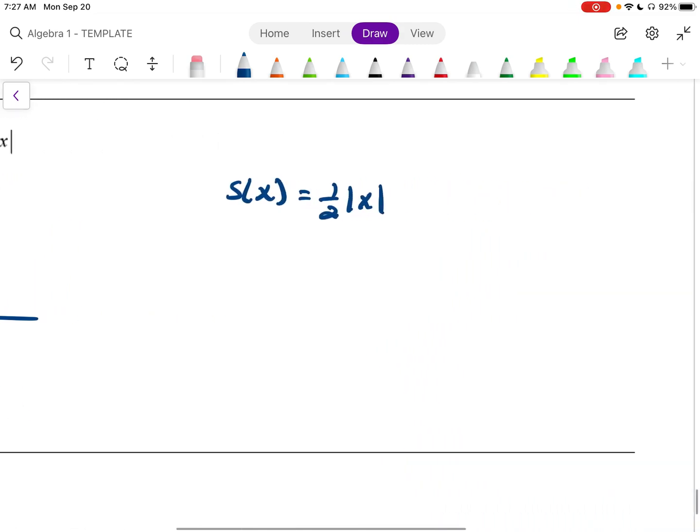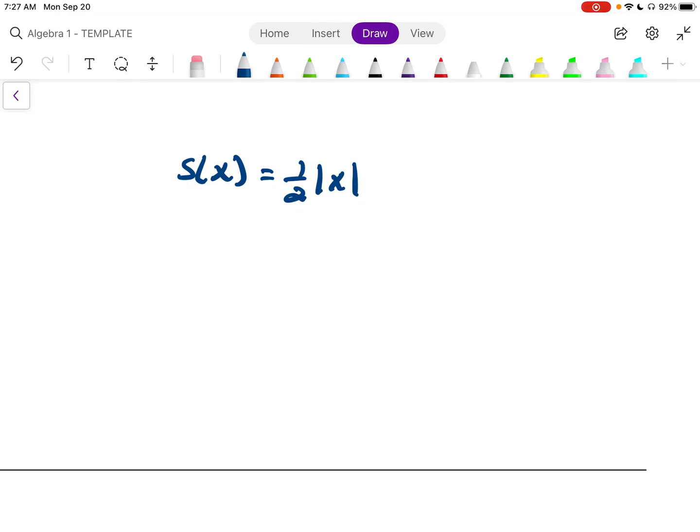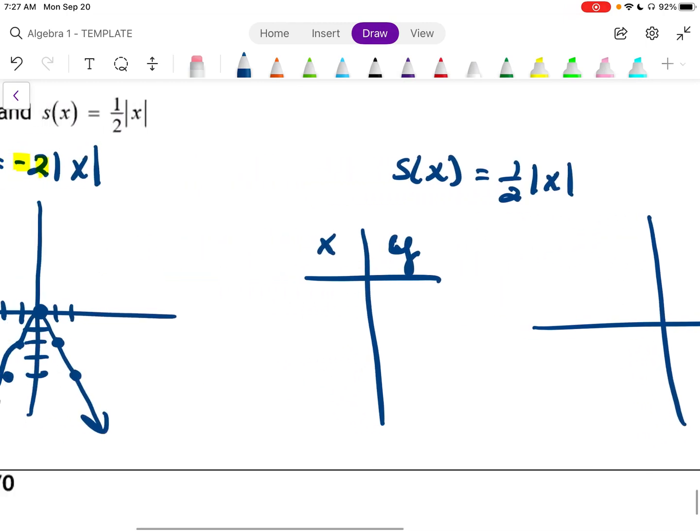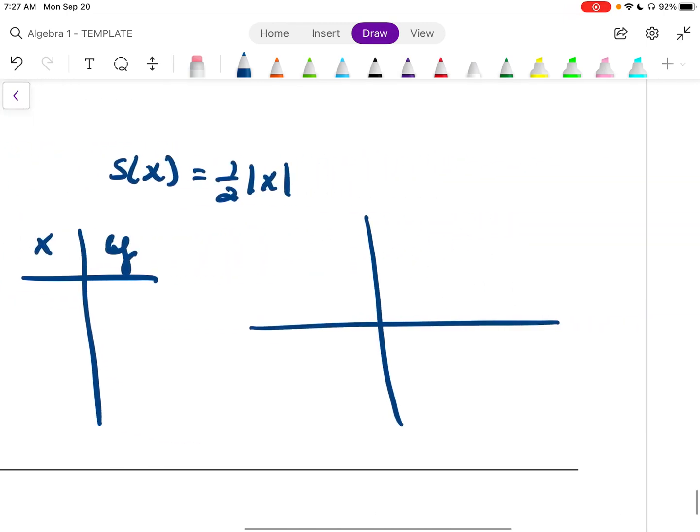Next up. This one, there's no negative out front like on the other one, so this one's going to be facing up. The 1/2 means it's going to be a vertical shrink by 1/2. So it's going to make it fatter, right? This one is kind of narrow, this one's going to be opening wider. It's going to be fatter. There's a 1/2 out front.